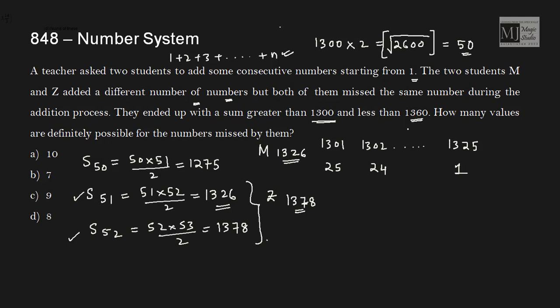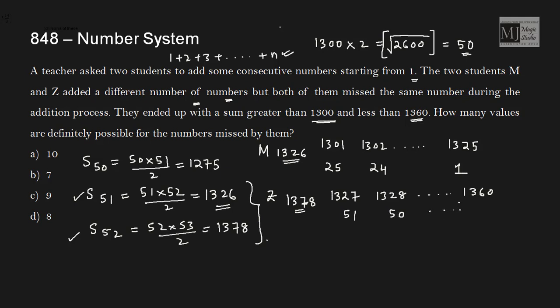But Z has given us something between this. Now what Z would have given us is 1327. Okay, he can't give us 1326 because 1326 is the sum of natural numbers till 51 terms. He must have given us the total of 1328 or till 1360. If he has given a total of 1327, that means he has missed out what? 1378 minus 1327, that is 51. Here he has missed out 50.